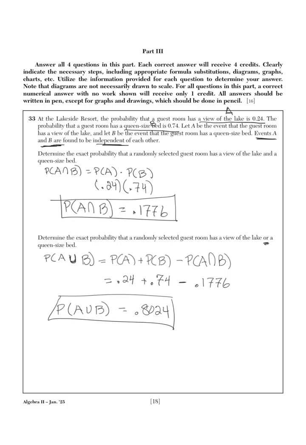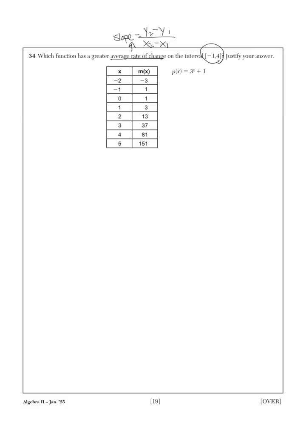There you go. Number 34, they're asking which function has the greater average rate of change. That's a fancy phrase for slope. Here's your formula. And they're asking to look at this slope on that interval from -1 to 4. So this is one of the x values, and this is another x value. Now here is one function, m of x, and here's the other one, p of x.